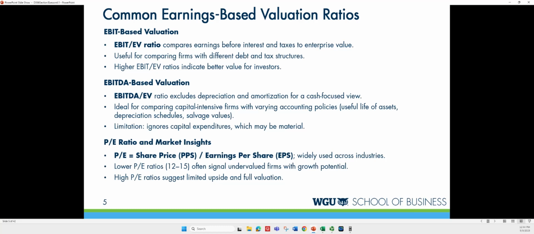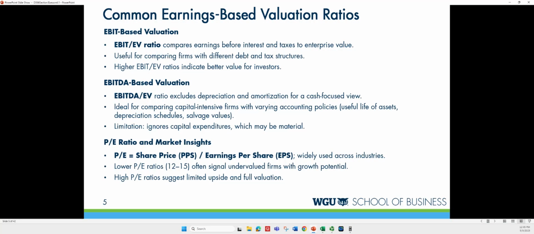The other thing it takes away is the impact of tax structures. A primary example of this is that some firms are located in states where there are state income taxes. Some states don't have income taxes. So this eliminates the tax burden as part of the variability in the results. And just a general rule of thumb is the higher the value is for these ratios, the better indicator these firms are as an investment.